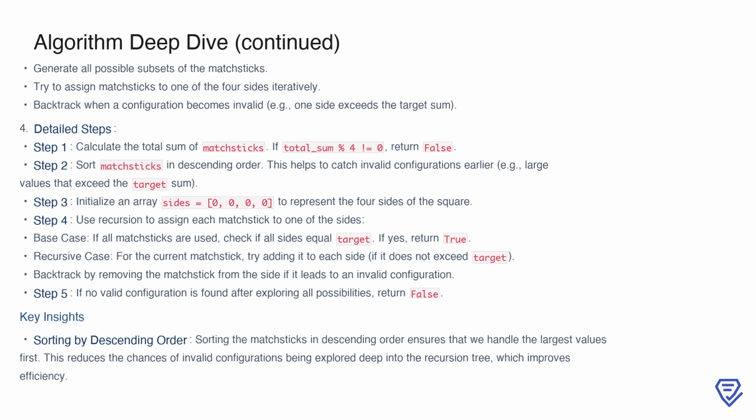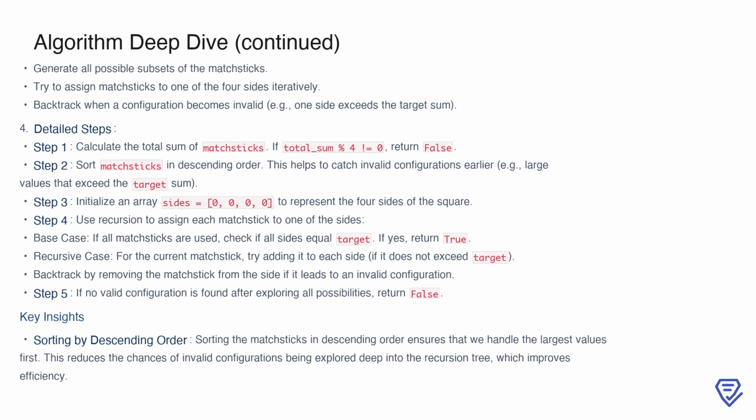First, we calculate the total sum of the matchsticks and check if it is divisible by 4. If not, we can immediately return false. Next, we sort the matchsticks in descending order. This helps prioritize larger matchsticks first, making it easier to identify invalid configurations quickly, such as when a large matchstick cannot fit into any subset. We then initialize an array to represent the 4 sides of the square, each starting at a length of 0.